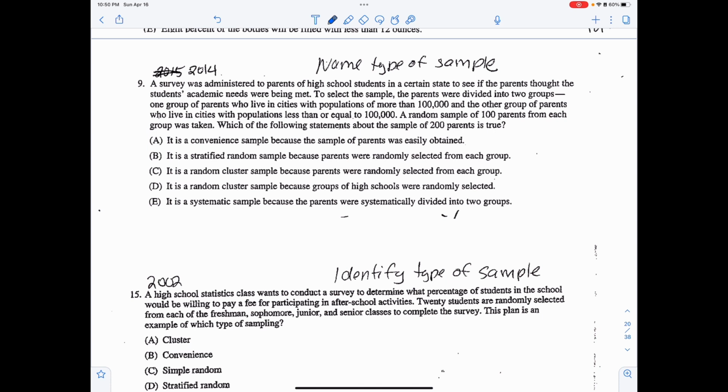A survey was administered to parents. We're naming the type of sample here. So let's remind ourselves real quick: stratified is when I have freshmen, sophomores, juniors, seniors, and then I take a simple random sample of each one. So I would take maybe 3 juniors, 3 seniors, 3 freshmen, putting them all in separate strata. If I took 3 of each, then these 12 of them would be my sample.